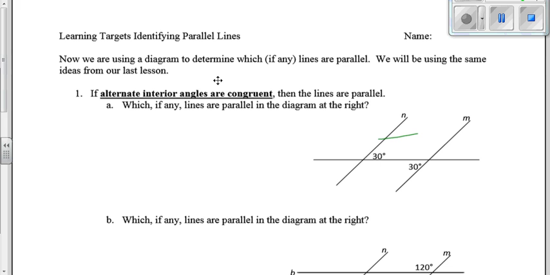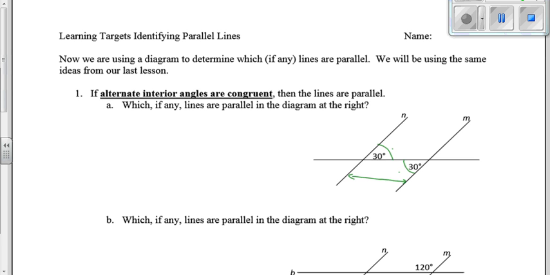So letter A asks us, which, if any, lines are parallel in the diagram at the right? Well, we're starting off pretty simple because we can see that there are only two angle measures given to us, these two right here. Thinking back to our definition of alternate interior angles, we said alternate being on opposite sides of the transversal, which these two are. And we said interior meaning inside two parallel lines. So we're going to assume right now that these two are parallel lines and see if it's true.